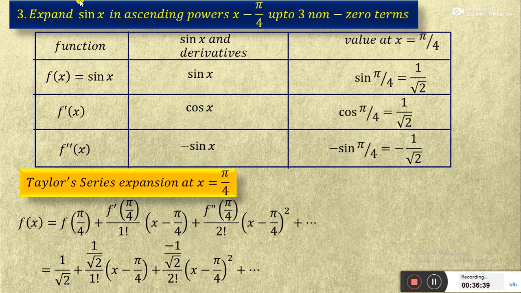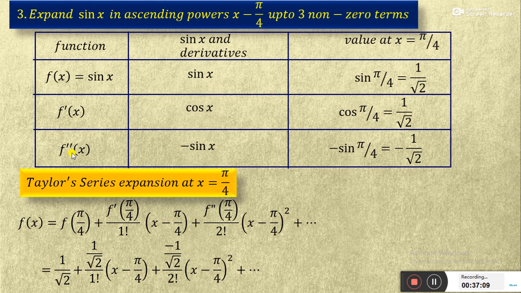Now I substitute x equal to pi by 4 in sin x. Sin pi by 4 means sin 45 degrees, which is 1 by root 2. Next I calculate the f dash of x, which means I differentiate sin x. Differentiation of sin x is cos x. Again I substitute pi by 4: cos pi by 4, cos 45 degrees, equal to 1 by root 2.